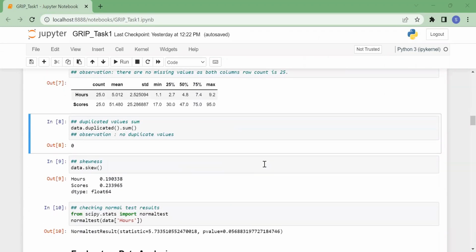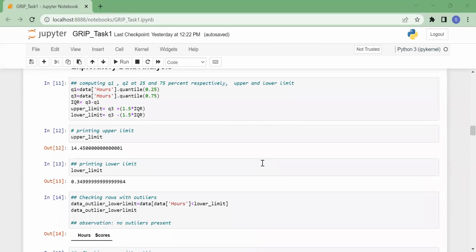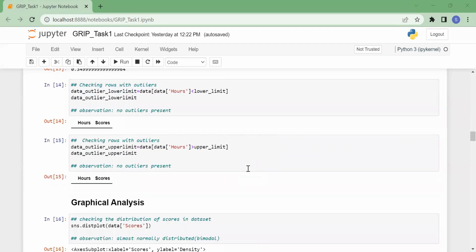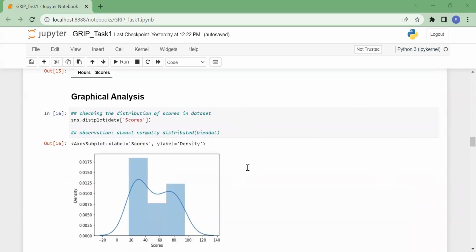Moving on to duplicates, I find no duplicate values. There are no missing values as both the columns' row count is 25. Switching on to the EDA part, I have calculated upper limit and lower limit to detect outliers. Observation: there are no outliers present in our data set.